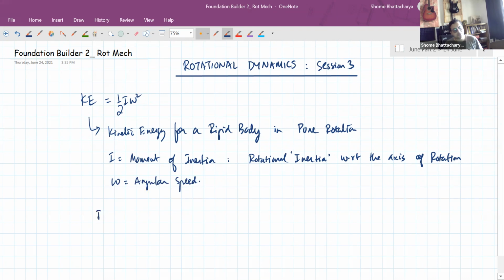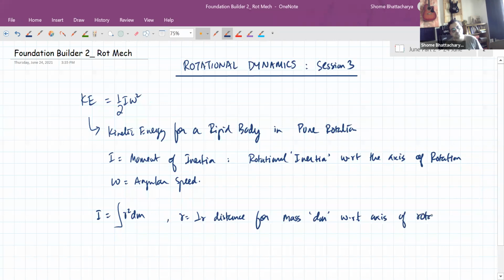In this, moment of inertia is given by the formula integration r squared dm, where r is the perpendicular distance for mass dm with respect to the axis of rotation. So this is how we define the moment of inertia for a rigid body with respect to a particular axis of rotation. To that end, we had seen a couple of standard formulae last time.